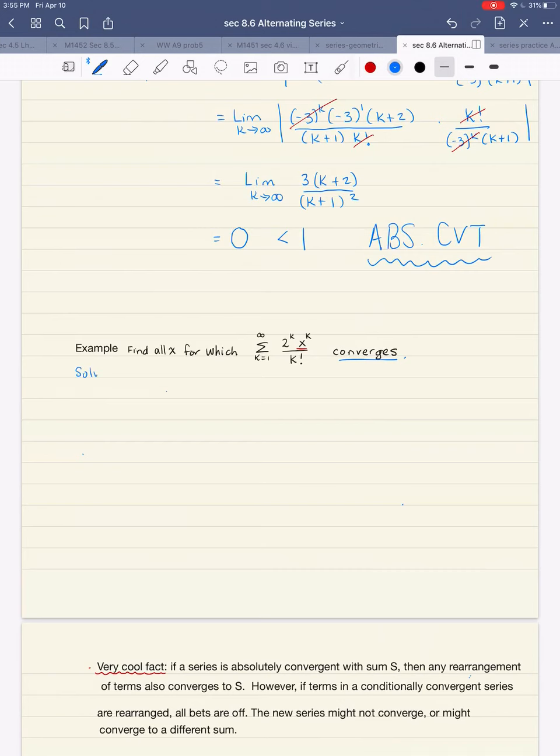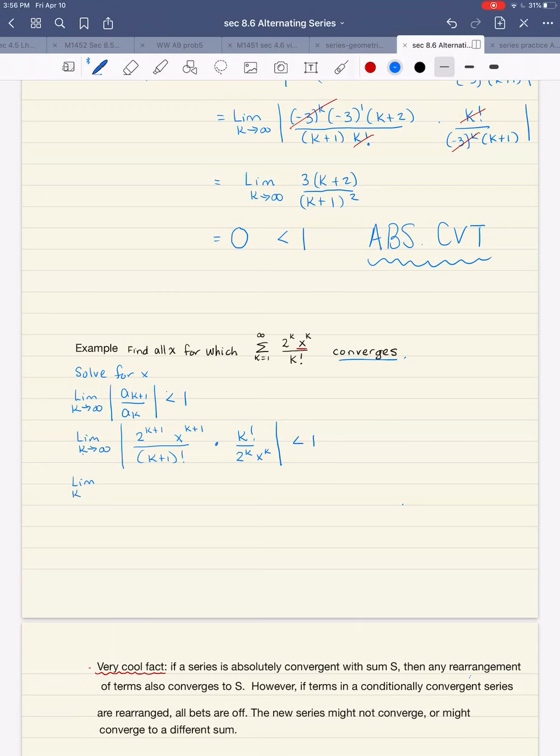So I'm going to go back here. I'm going to solve this for x. The limit as k goes to infinity of a_{k+1} over a_k, and I want it to be smaller than 1. So in this example, my k plus first term is going to look like 2 to the k plus 1, x to the k plus 1 over k plus 1 factorial. Let's get the bars here. Divide by a_k, so that'll give me a k factorial here, a 2 to the k here, and an x to the k here. And we're forcing it to converge.